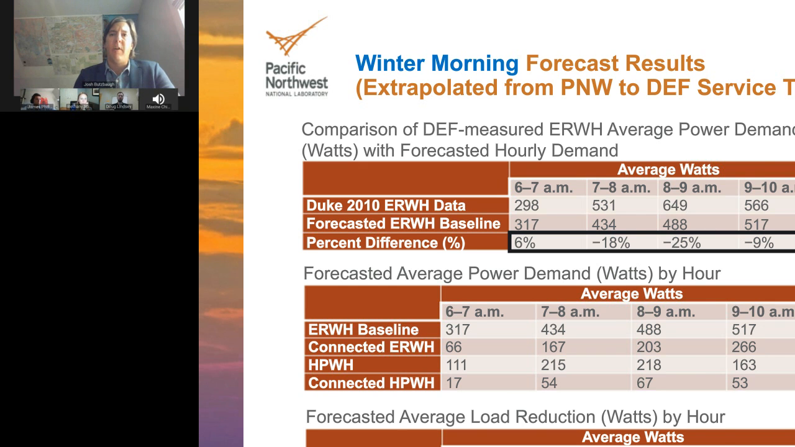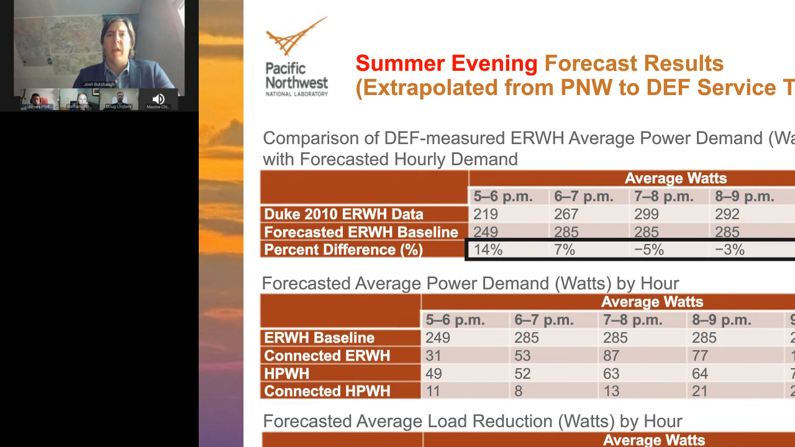And now for the summer evening, same tables. The top is the comparison of our forecasted electric resistance water heater baseline to the Duke Energy Florida 2010 data. We were much closer. The hour at 5 to 6 p.m., we overestimated by 14%. But for the other 4 hourly periods, we were within a single-digit percentage of hitting the data that Duke Energy had measured. The second table has that forecasted average power demand by hour.